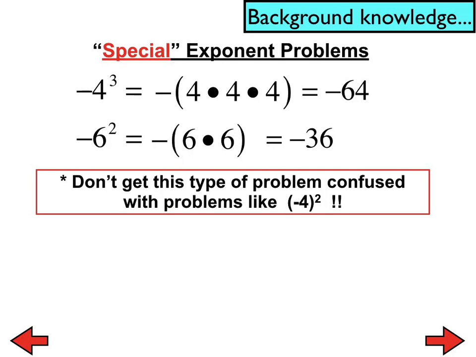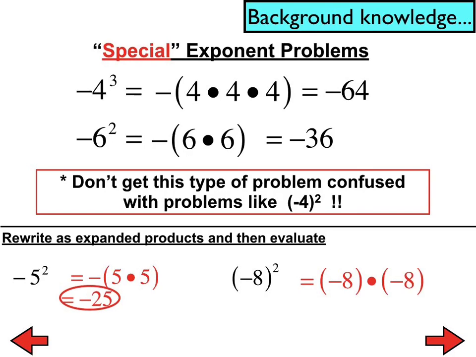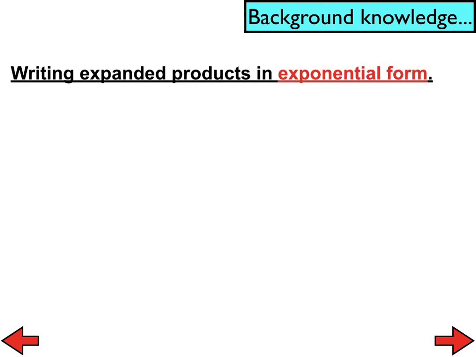So far so good? Okay, just tell me the answers. It's not on your notes this time. What's the final answer to this problem? Negative 25. Good. How about this one? Be careful. 64. Positive 64. This one has parentheses, so it is repeating the negative. Negative times negative is positive.